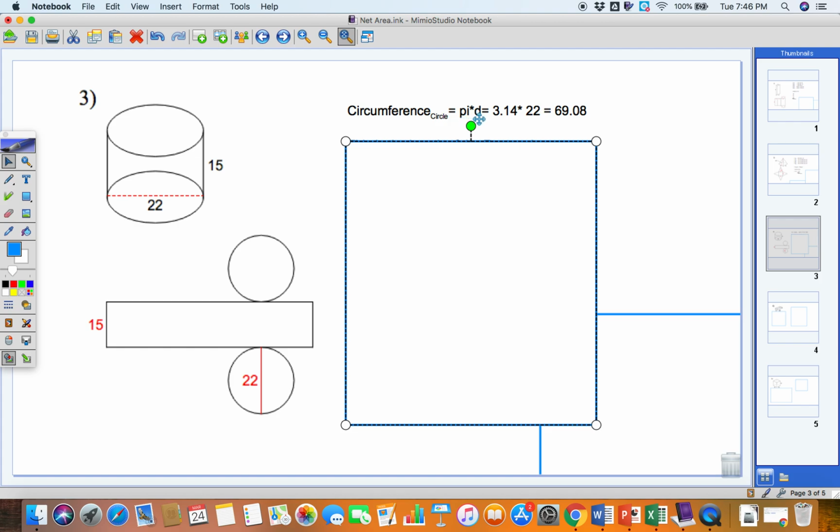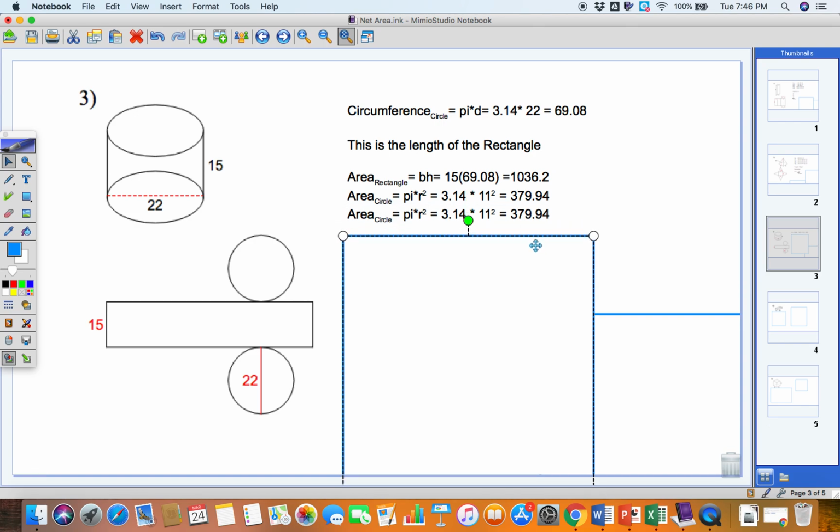pi times the diameter. So that's 3.14 times 22, which is 69 and 800ths of a unit. So that is the length of the rectangle. So now we can find the area of all the pieces. So to find the area of the rectangle, it's base times height. So 15 is the height, and we just determined that 69 and 800ths was the base. So that's an area of 1,036 and 2/10. And then to find the area of the circle, our formula is pi times the radius squared.